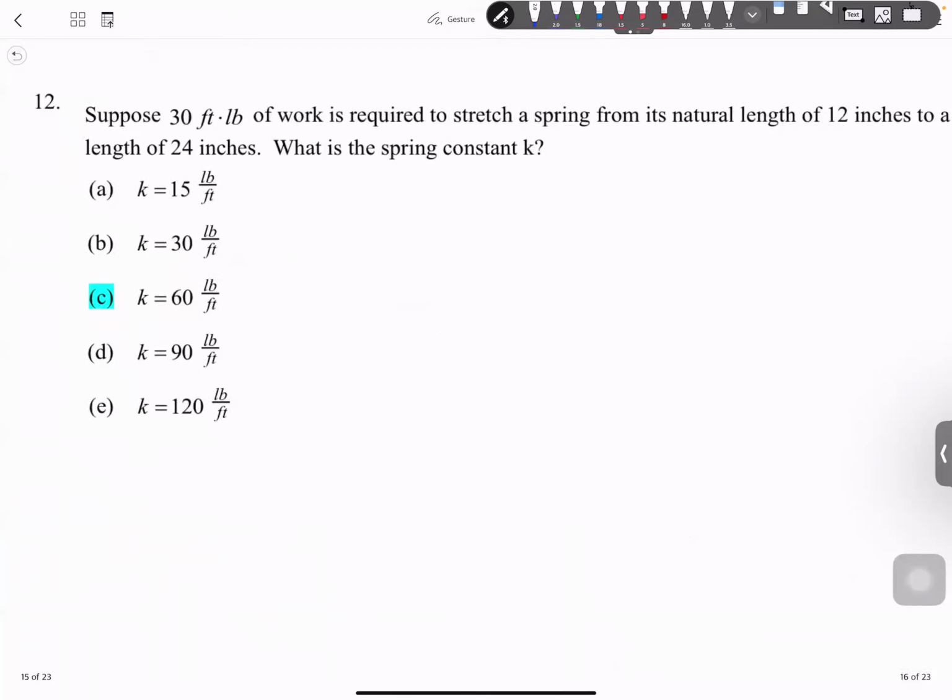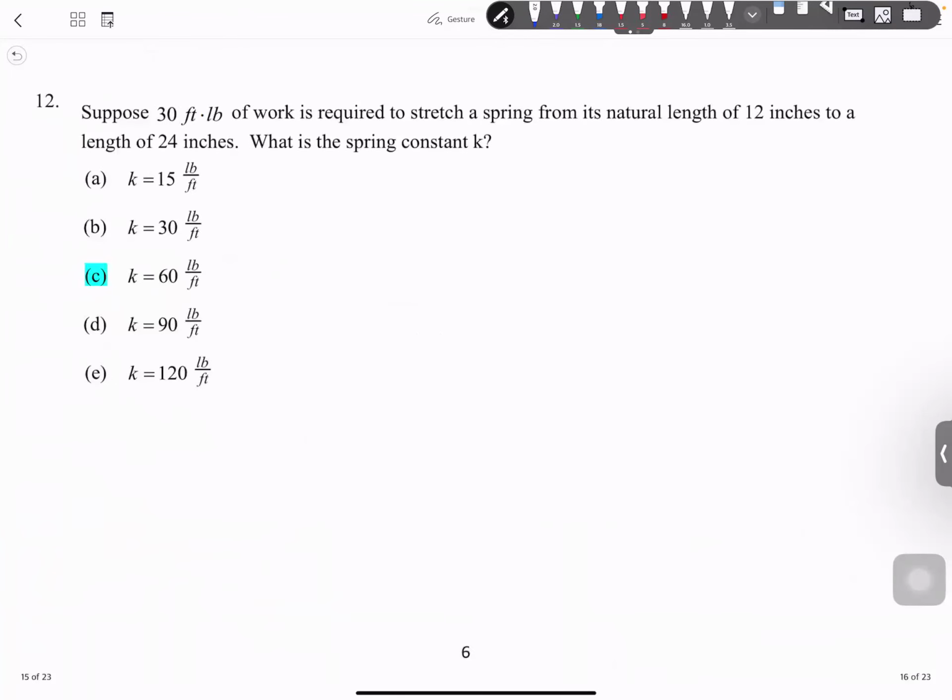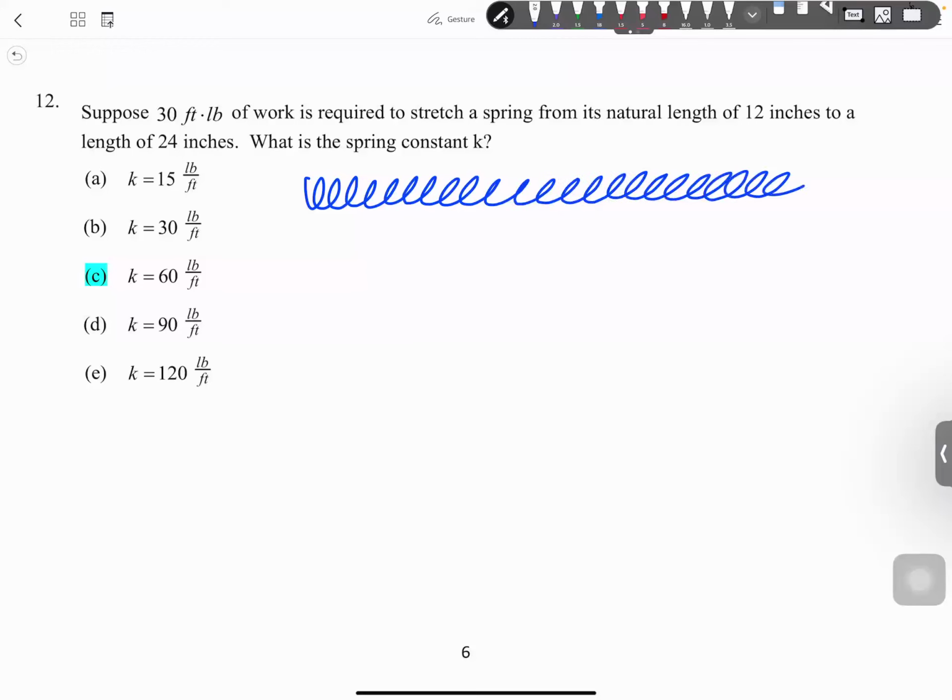Number 12. All right, suppose 30 foot-pounds of work is required to stretch a spring from its natural length of 12 inches to a length of 24 inches. What is the spring constant K? All right, so here's what's going on. So here's your spring. It says it has a natural length, so let's call this 0. So here's 12 inches. And we're going to stretch it to a length of 24 inches.